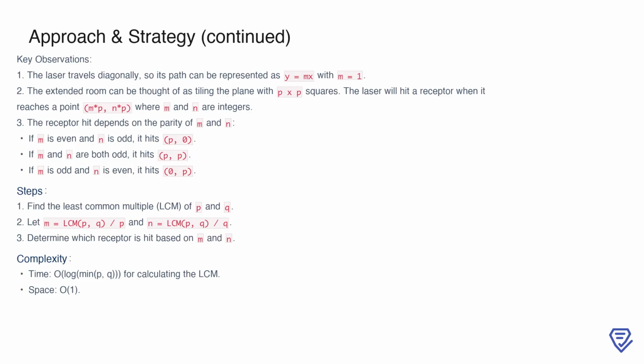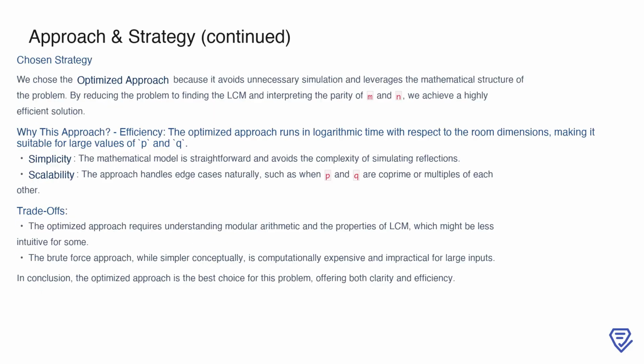This approach has a time complexity of O(log min(p, q)) for calculating the LCM and requires constant space, making it highly efficient. The optimized approach was chosen because it avoids the inefficiencies of simulation and instead leverages the mathematical structure of the problem. By reducing the solution to a simple calculation involving the LCM and the parity of m and n, it achieves high efficiency with minimal computation.